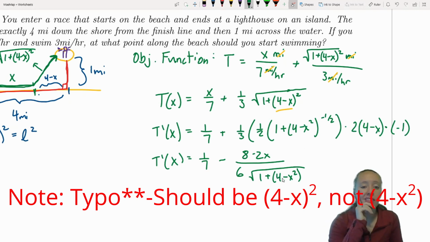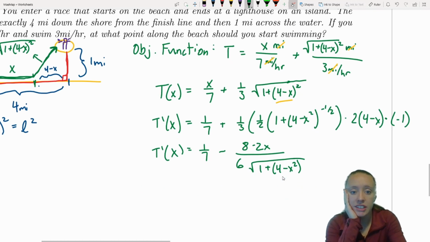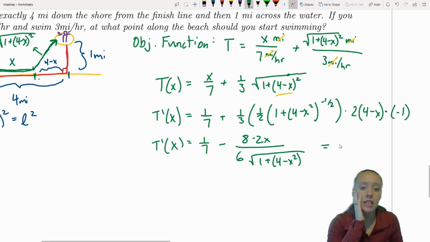Now remember, I'm trying to figure out when this derivative is equal to 0. So if I set this equal to 0, I'm going to attempt to solve.